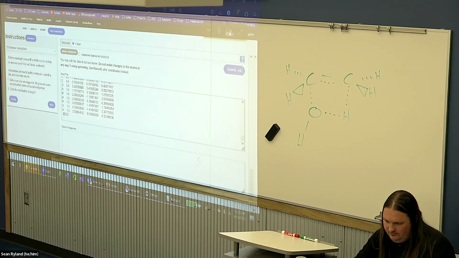And then once you get the geometries to actually get the potential energy surface, all you're going to do is change the run type to energy and the DFT type to M06-2X. And that should actually be a really fast calculation. You take that and run it.